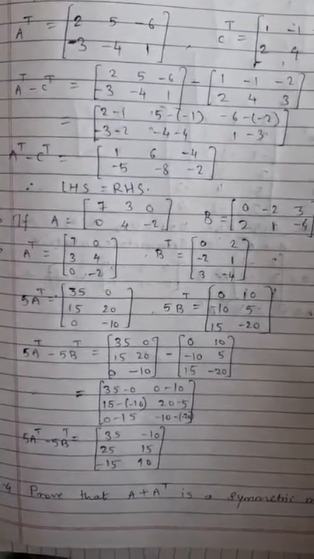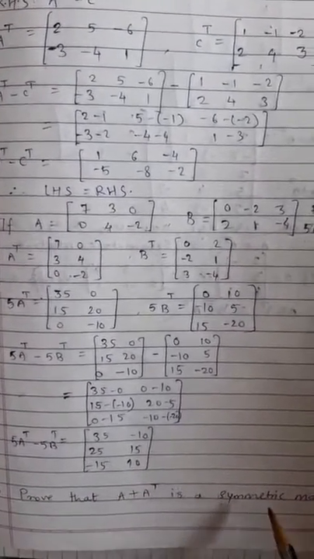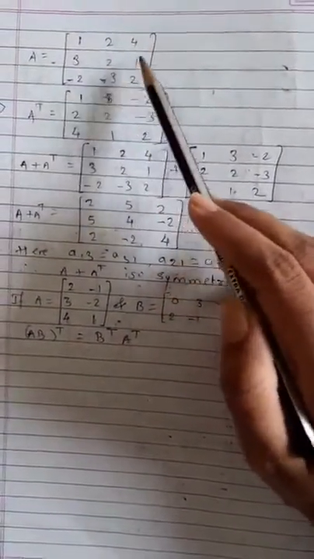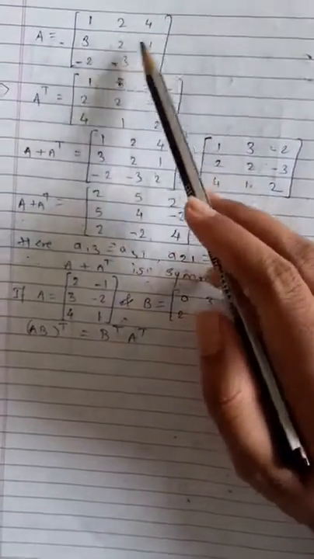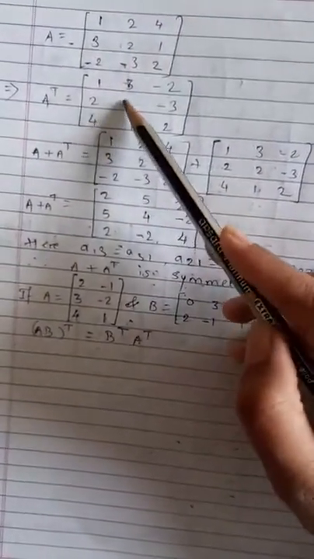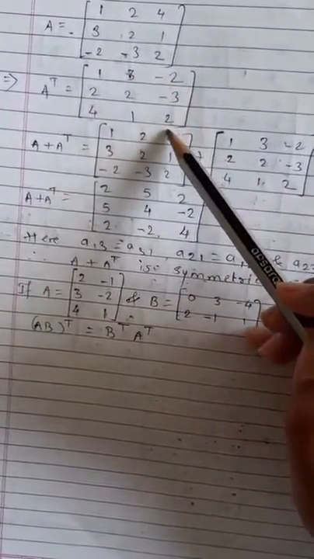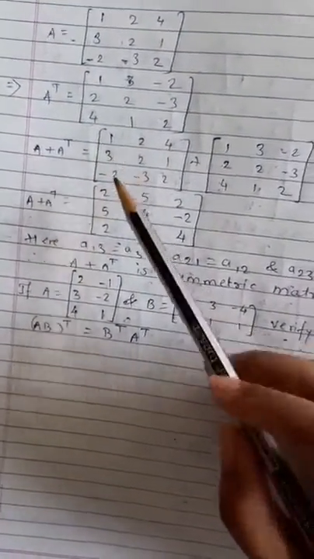Okay. Next question is, prove that A plus A transpose is a symmetric matrix. So here A matrix is this: 1 2 4; 3 2 1; -2 -3 2. So A transpose will be, the first row will become the first column, 1 2 4, the second row will become the second column, 3 2 1, the third row will become the third column, -2 -3 2. So we have to find out the addition A plus A transpose.